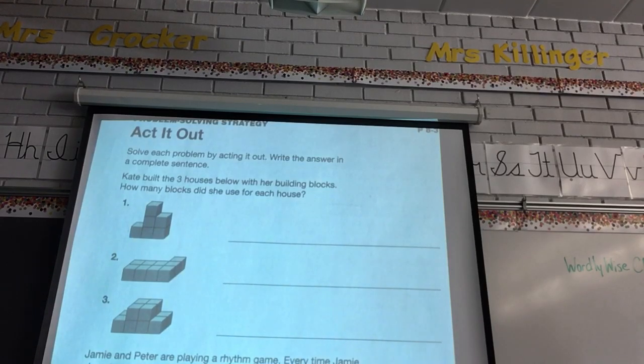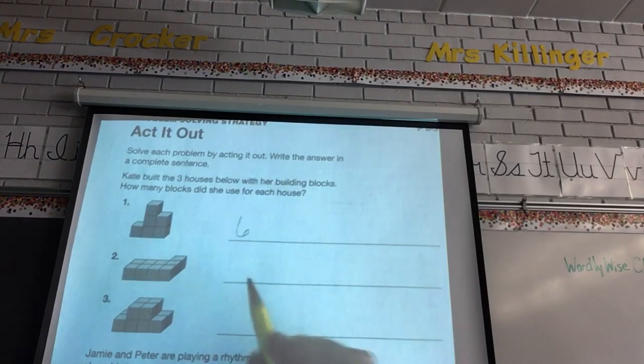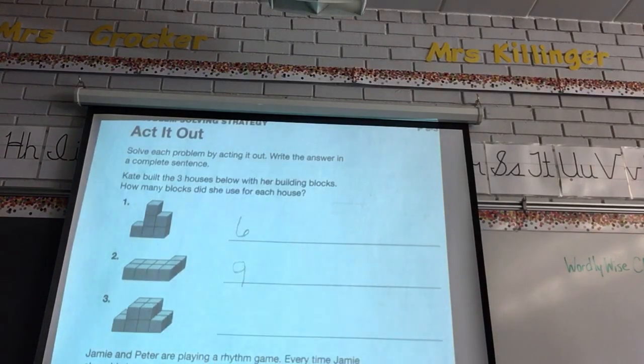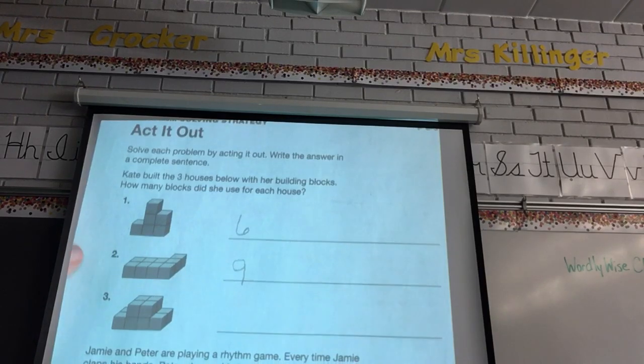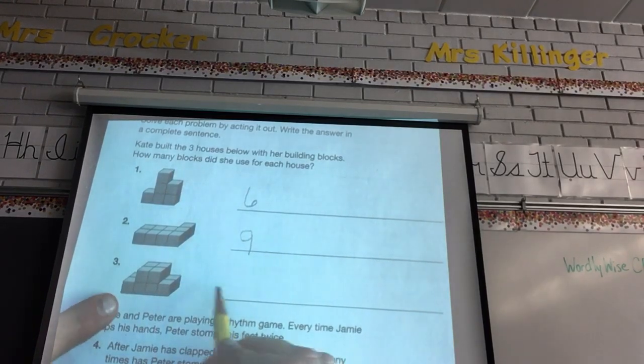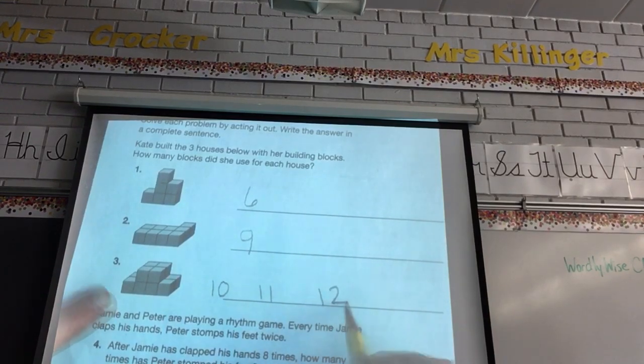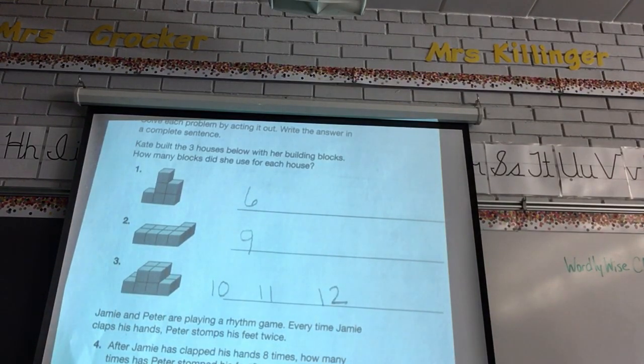So I think the only one that's going to give us any problem is going to be number 3. I think it's very obvious that number 1 is 6 blocks. Number 2 is 9 blocks. Number 3, I want you right now, if you need to pause the video, you can, to tell me if there are 10 blocks, 11 blocks, or 12 blocks. So go ahead and pause the video and work this problem out.